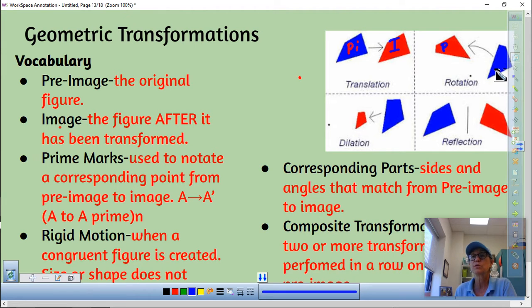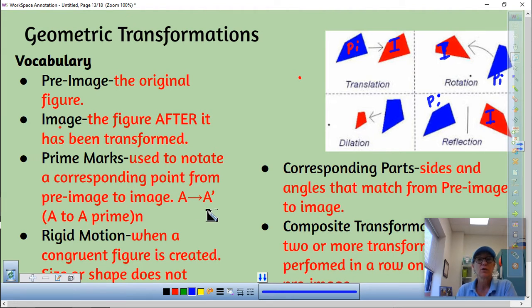Whoops, nope, this one would be the pre-image here, and this one is the image. Pre-image, image, and so on. So those vocabulary terms are very important because we talk about, well, which one's the image, which is the pre-image. We talk about that a lot.